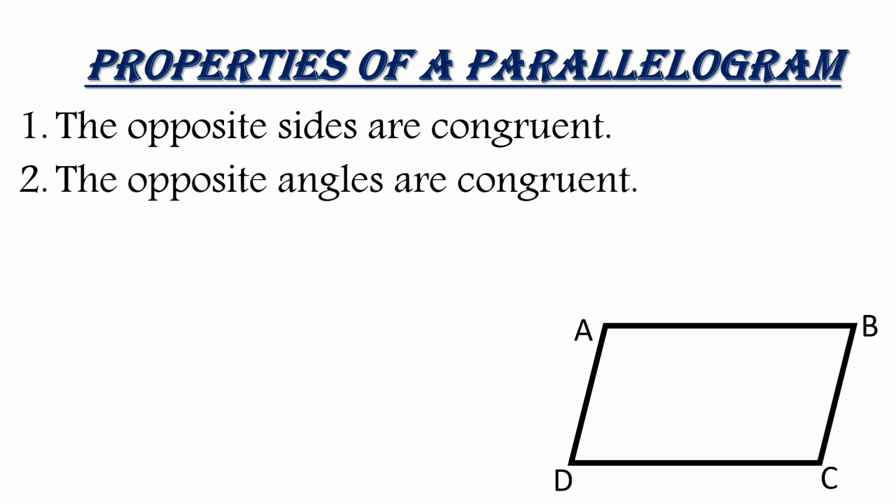The opposite angles are congruent. Here in this figure, angle A and angle C are opposite angles and they are congruent. Angle D and angle B are opposite angles and they are also congruent.